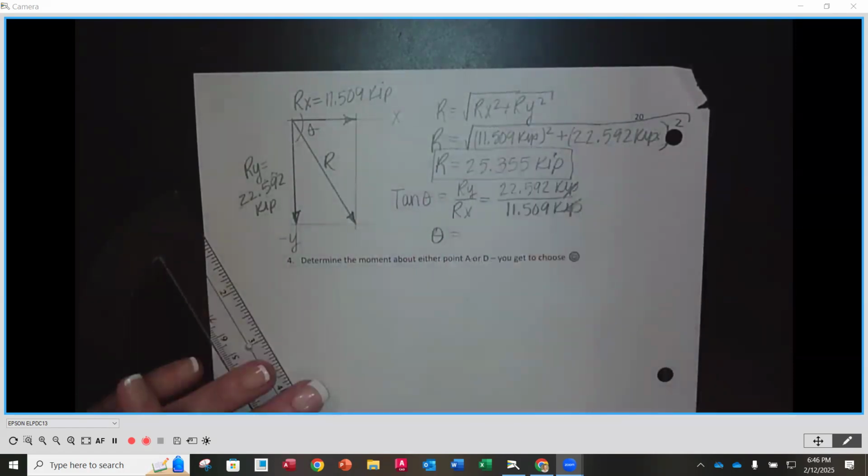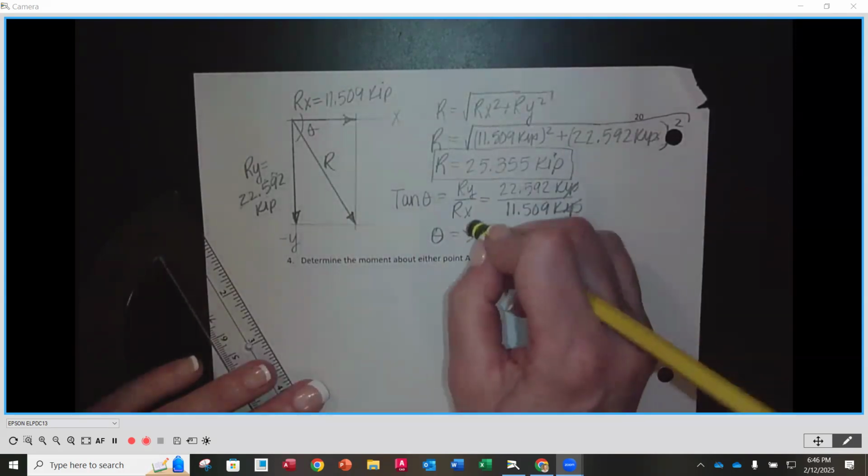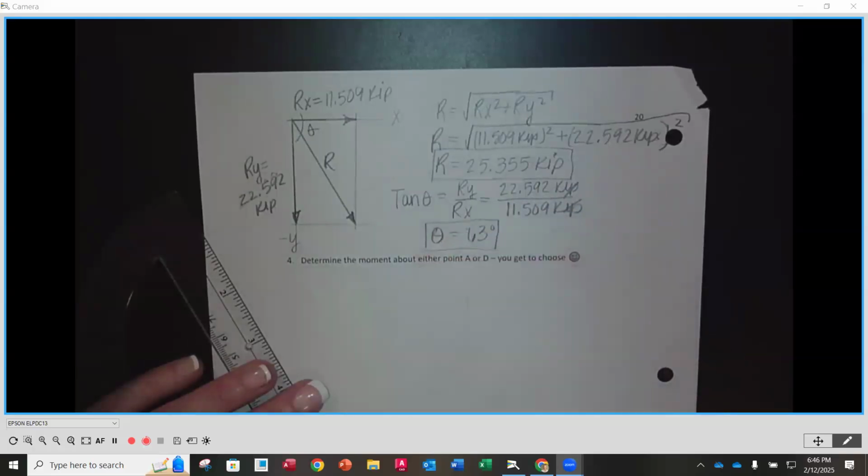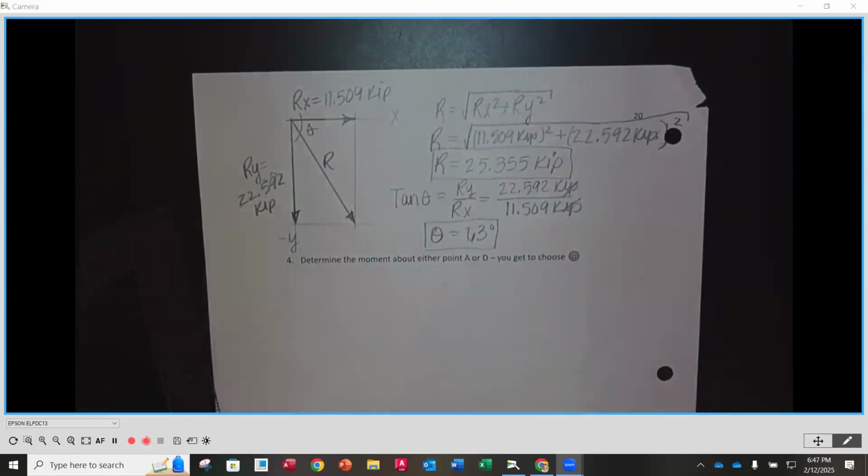And our theta should be 63 degrees. Just looking for a confirmation on that too, as you guys are coming up with your answer. Yeah, I got that. Awesome.